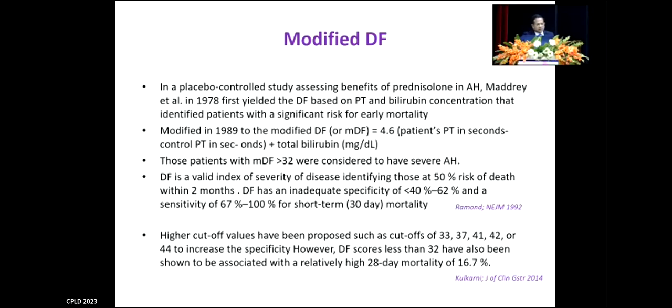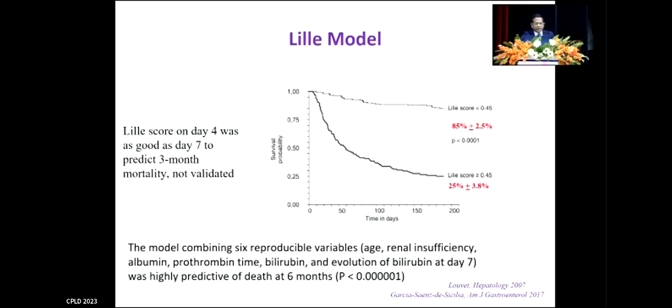So various studies have attempted to increase the cutoff of the discriminant factor and to see if it becomes any better, but they have failed to do so. So I'll show you more data that DF is probably now going out and MELD is what is coming in.